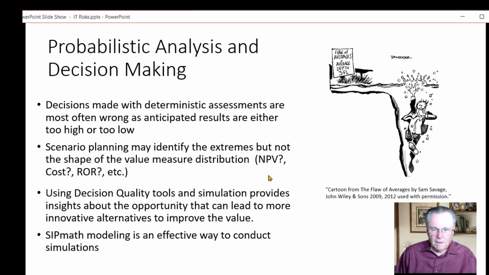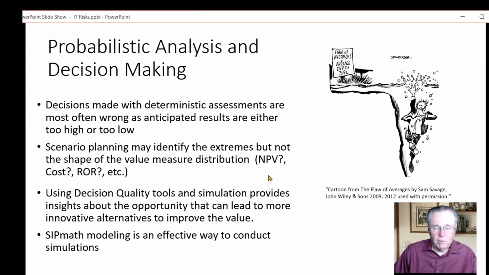But what does Sam Savage say from probabilitymanagement.org? It says decisions made with deterministic assessments are often wrong, as anticipated results are either too high or too low. So you go to your managers and you say, hey, what's got the most risk here? Or what can you do to minimize it? And they can pick up the easiest low-hanging fruit that they think they can work on, and that'll reduce our risk. Well, that may be true, but is that a good use of the resources you have?